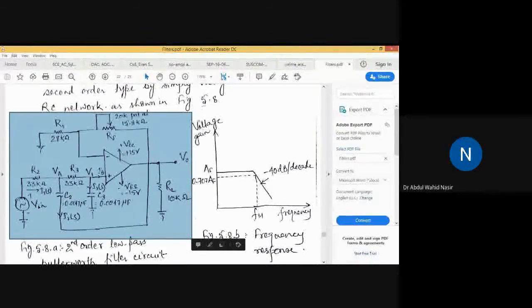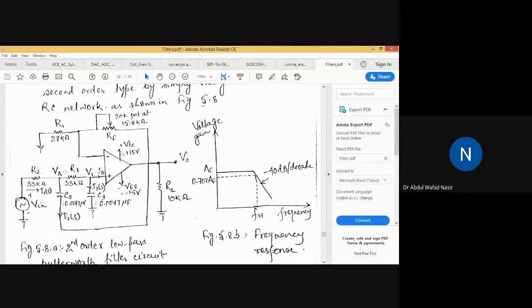So what is the change? Earlier in the first order we only had up to these elements: one capacitor, one resistor, and attached to this resistor was the V input. But now another network of C and R is there, and to that R the V in is attached.